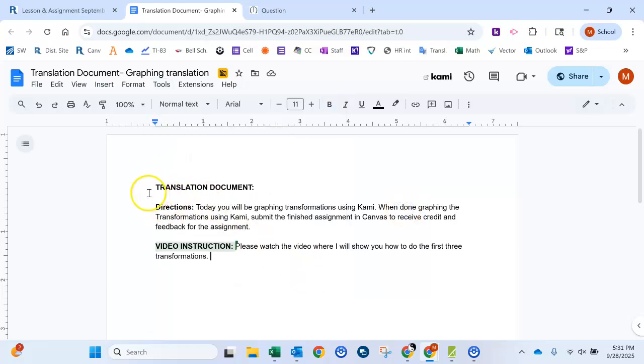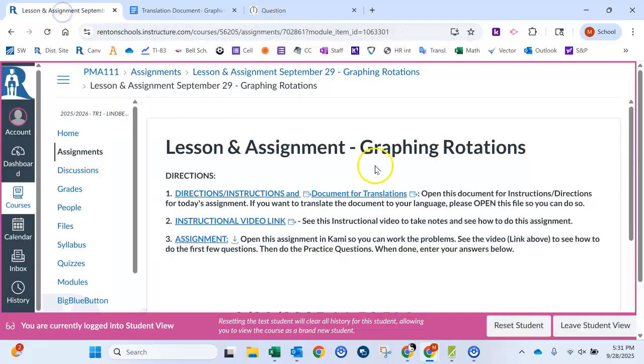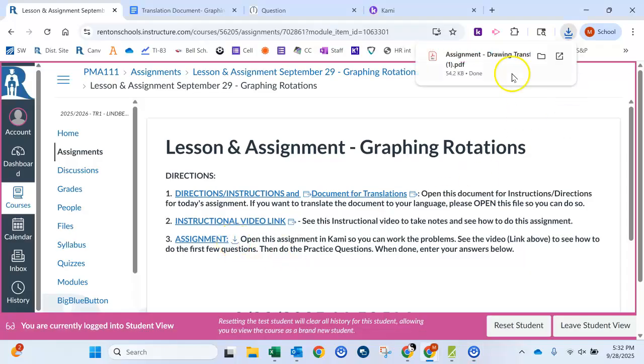So the first thing is make sure you read this, but basically we're going to be graphing transformations using Kami. When you're done, you can put Kami and submit it through Canvas to receive credit. Video instruction, you're watching a video right now, okay? So let's go ahead and open the assignment in Kami. Remember to download it, right? So download it so we can open it in Kami.